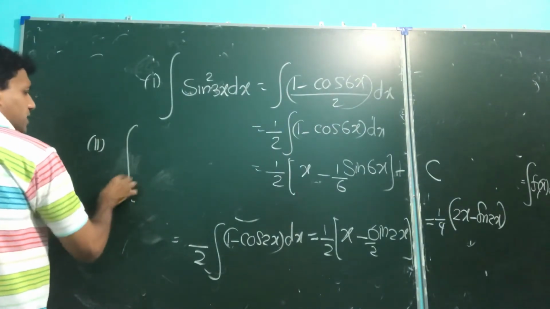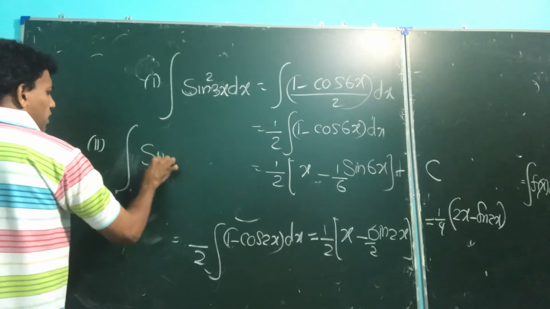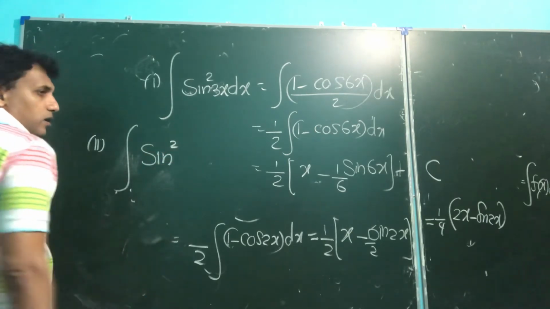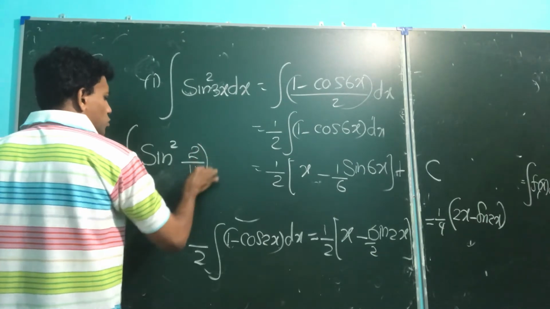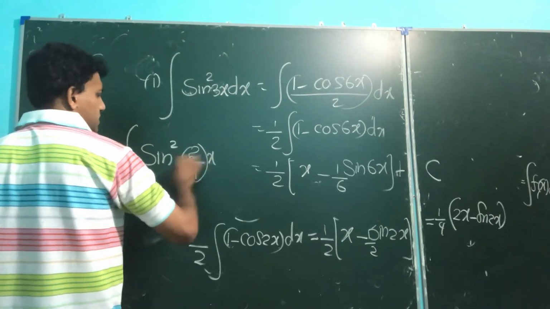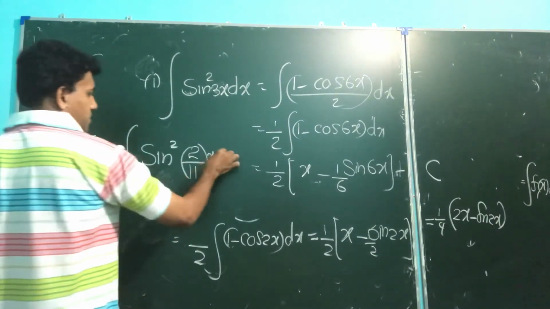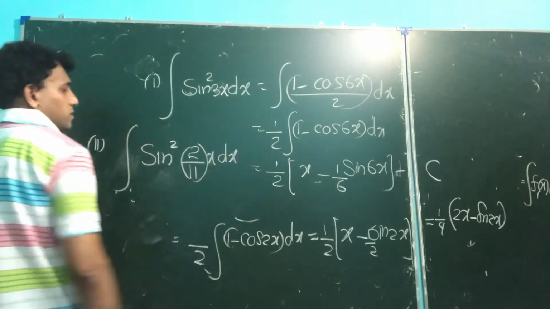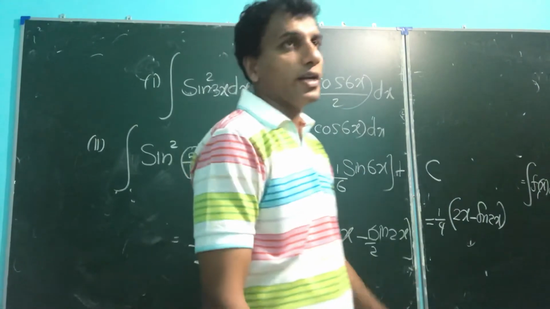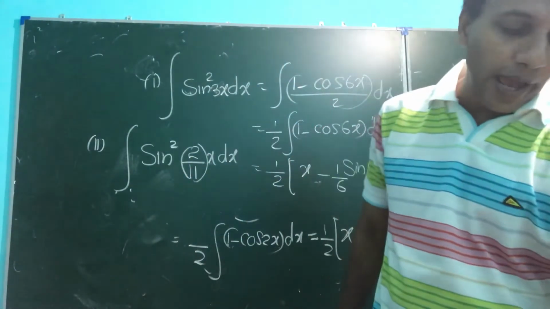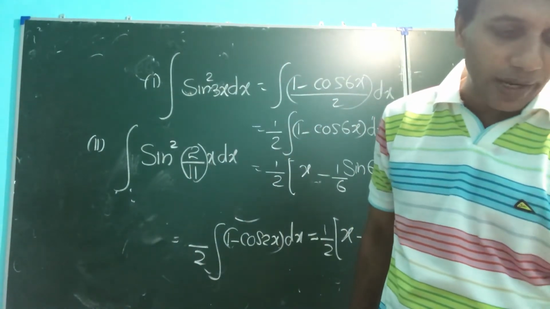Another example: integral sine square 2 over 11x dx. How is this? Any sine square or even power, right? Change it to the cos double angle format, right? Cos double angle.